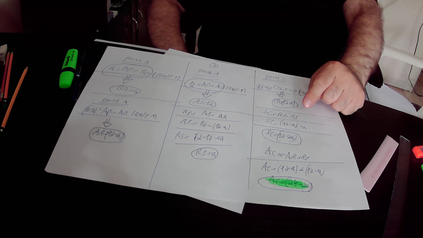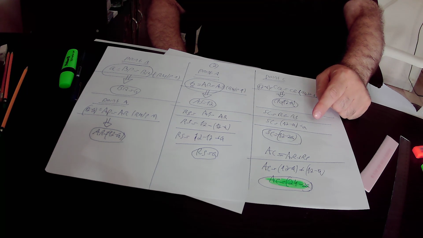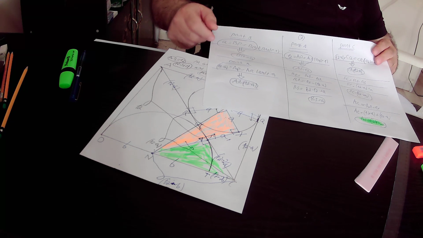Here SC equals RC minus RS. RC equals 12 minus A. RS equals A. So in conclusion, SC equals 12 minus A minus A, which is 12 minus 2A. So we found out that line segment SC equals 12 minus 2A.